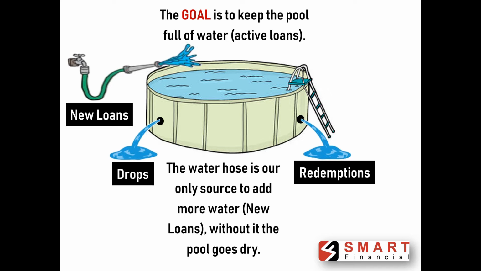We know we have two main sources of outflows. We have our drops, and we also have our customer redemptions. So to outrun our outflows, we must fill the pool with our main water source. The water hose is our only source to add more water, more new loans. Without it, the pool goes dry.